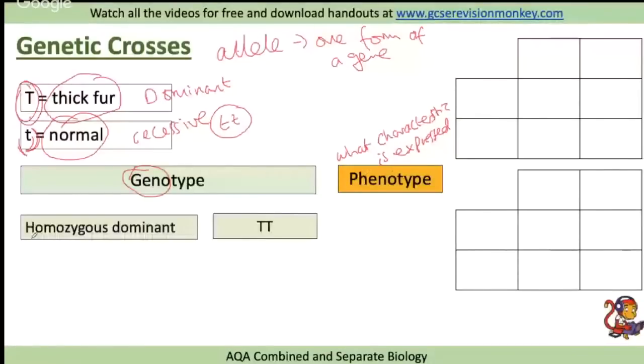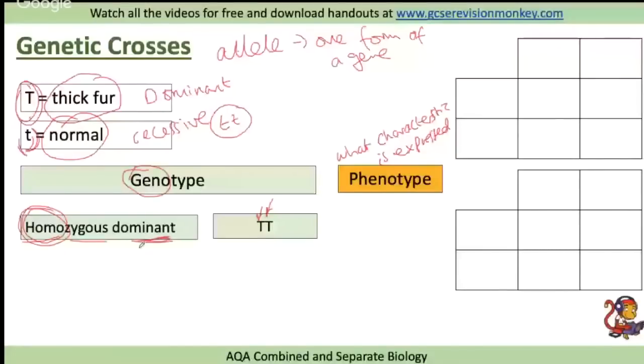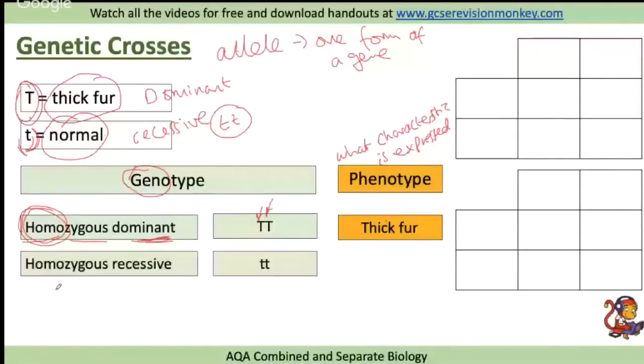Homozygous dominant. That means homo is the same, okay? So two of the same dominant. That would give a phenotype of thick fur in this case, because that's the dominant allele. Then homozygous recessive, which means two of the same, homo recessive, so two lowercase letters. And this is the only opportunity for you to get a normal fur mouse.